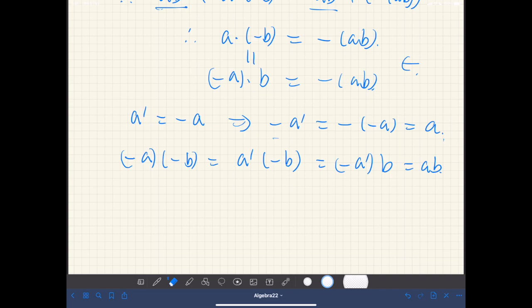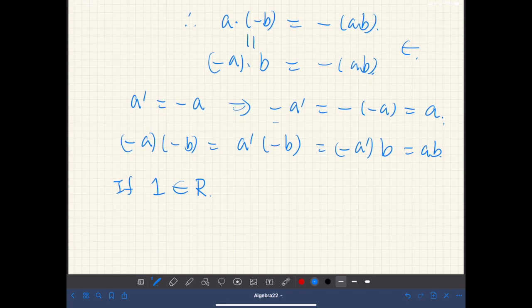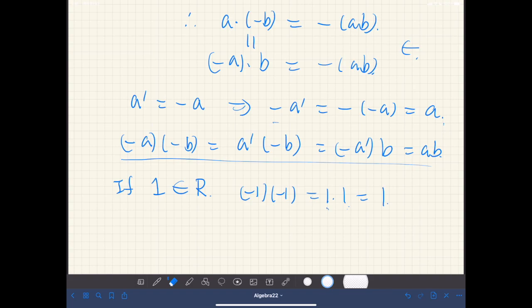And then if we have the identity element in the ring, then by applying this, we have negative 1 times negative 1 is equal to 1 times 1. But from the property of the identity element, 1 times 1 is equal to 1. So we are done with part 3.